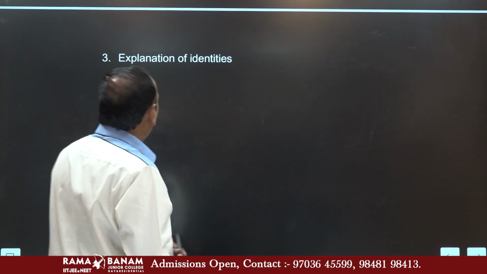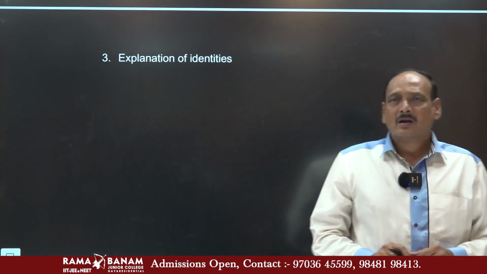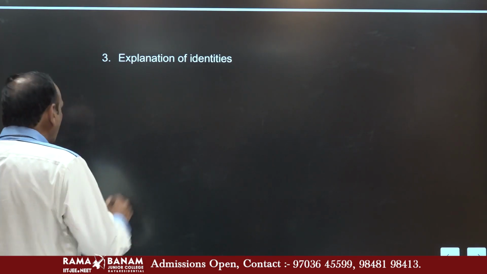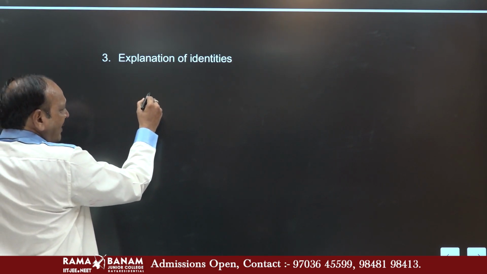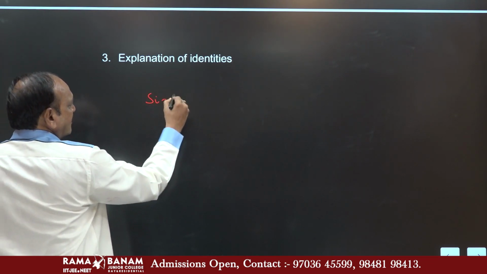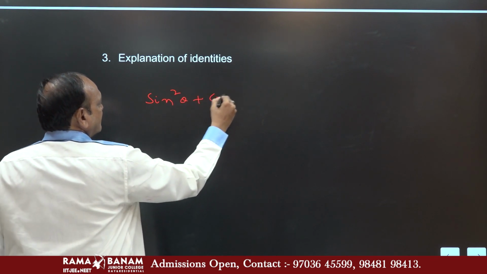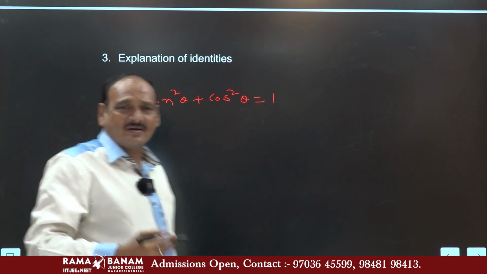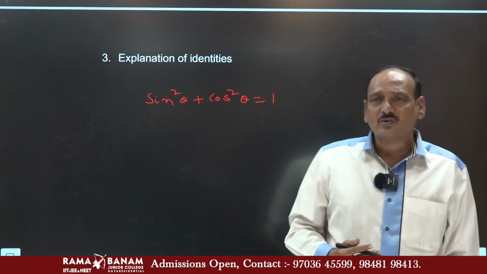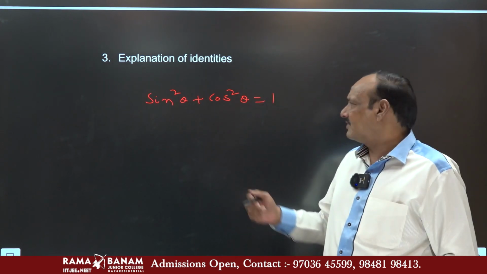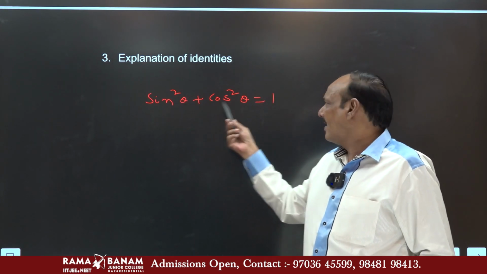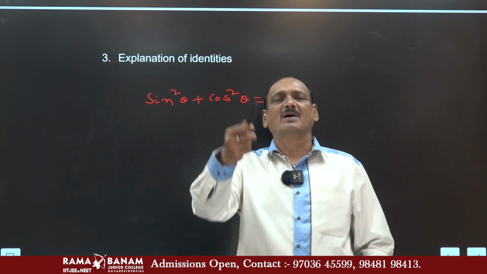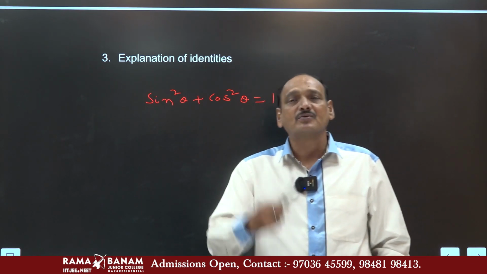Now I can discuss the explanation of identities. We have three identities. One is sin square theta plus cos square theta is equal to 1. An objective question they can ask here; for 10th standard students, they teach the proofs: opposite by hypotenuse whole square, adjacent by hypotenuse whole square, and opposite square plus adjacent square is nothing but hypotenuse square by hypotenuse square, which is equal to 1.